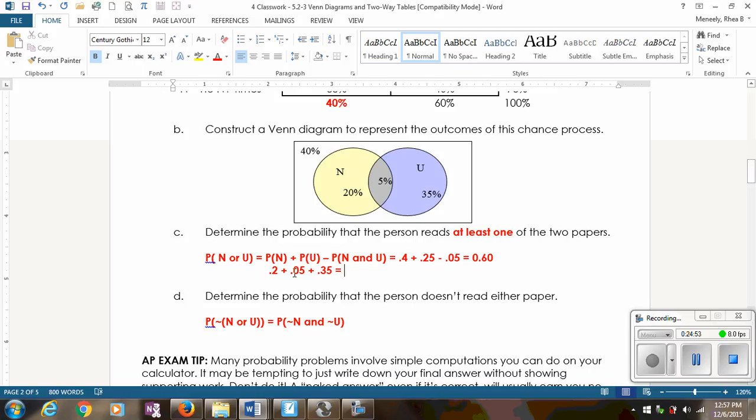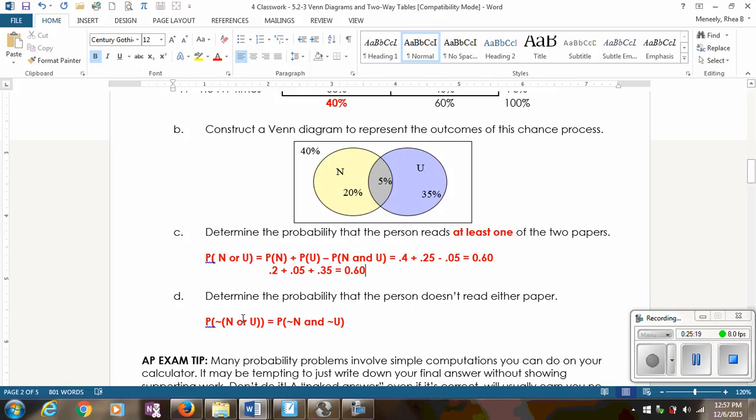So 20% plus 5 gives me 25%. Plus 35, that's going to give me 60%. So using the Venn diagram, you don't have to worry about doubling up on the overlap because you can just add the 20 plus the 5 plus the 35. But if you're going from the information given to you in the problem, it's better to use your rule. But either way you do it, you're going to get 60% as your answer.